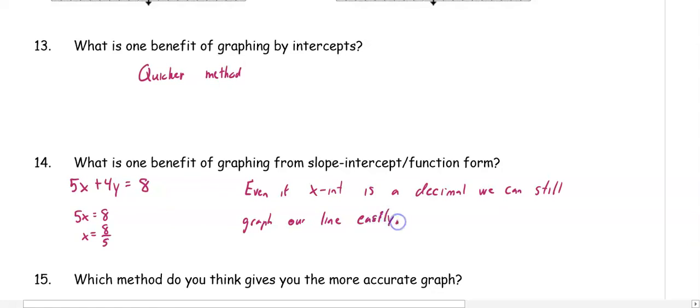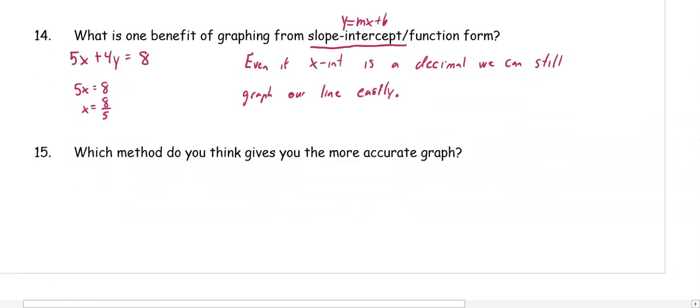So sometimes it's not appropriate to use our x and y-intercepts. It's better to use slope-intercept form, y equals mx plus b. Which method is going to give us a more accurate graph? It's going to be slope-intercept because there are more points on the graph.